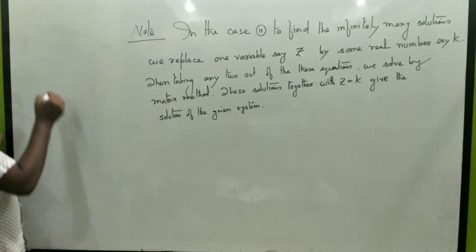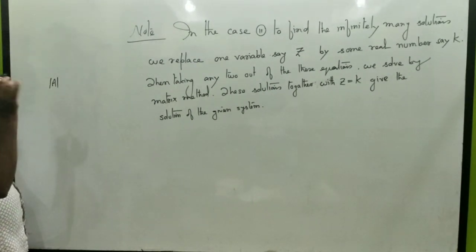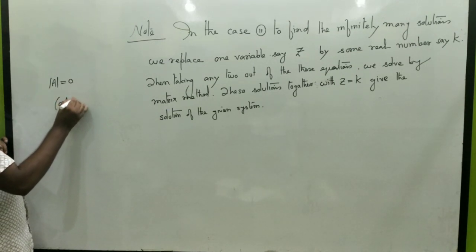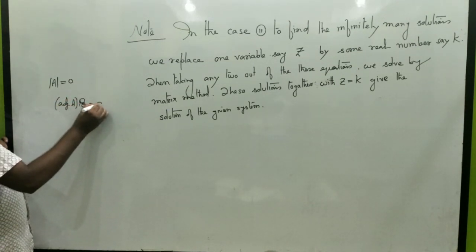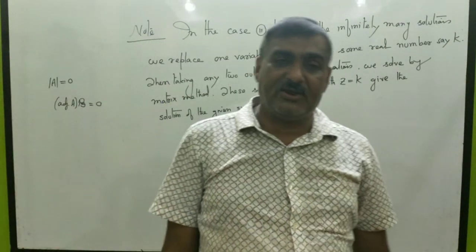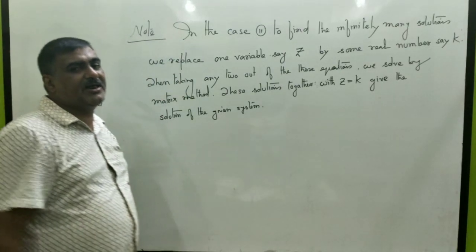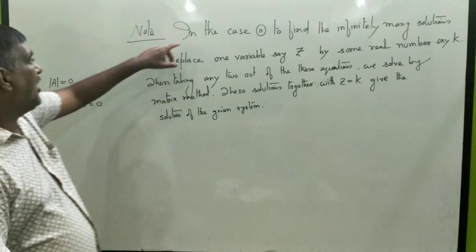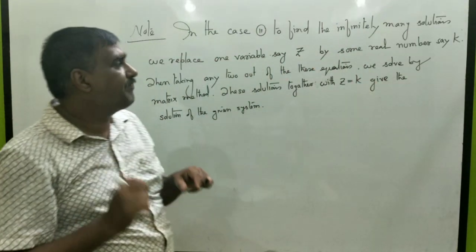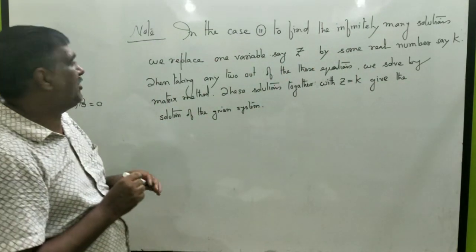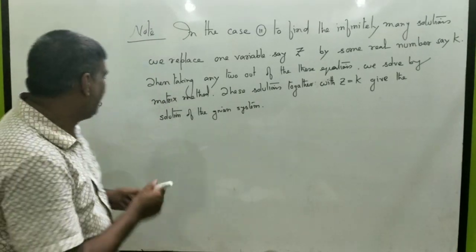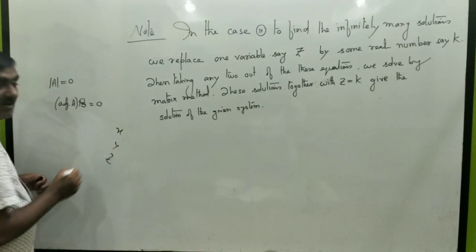তো আমরা কী শিখলাম যে, case number 2, determinant of a equals to 0 and adjoint a into b is also 0, then the system is consistent and it has infinite solution। तो infinite solution निकालने का तरीका क्या है देखो। In the case 2, to find the infinitely many solutions, ध्यान से सुनो, we replace one variable, say z, जैसे तीन variable था x, y और z, ठीक है?